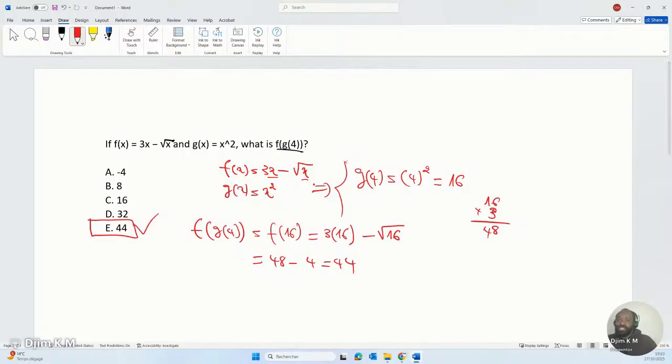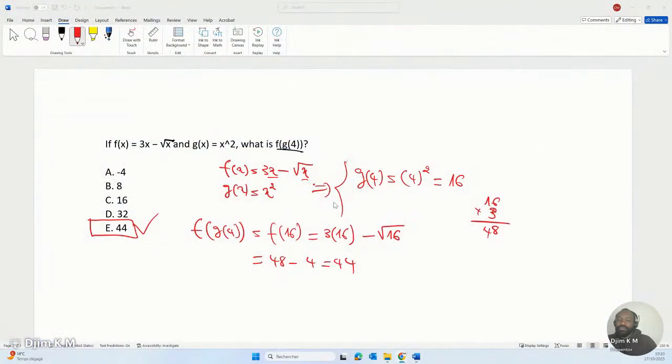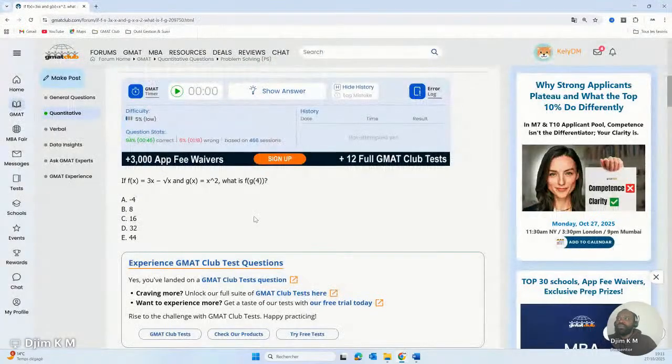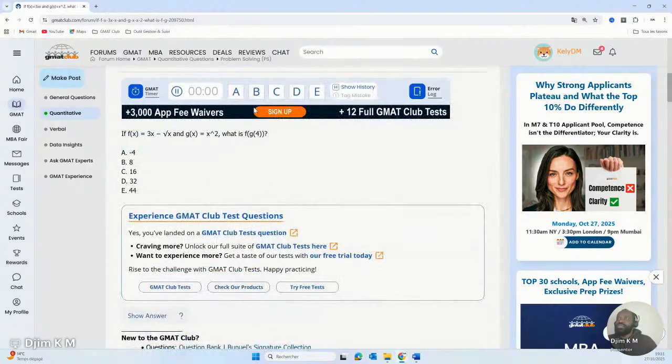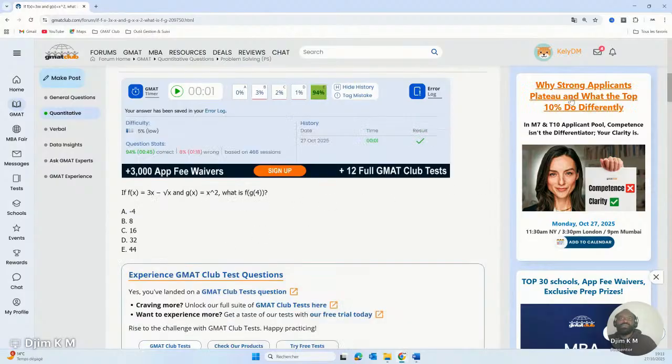Now, we will just try to see if that's the correct answer. So answer E. We come here and we choose answer E. Yeah, so it's the correct answer. So it's answer E. Okay.